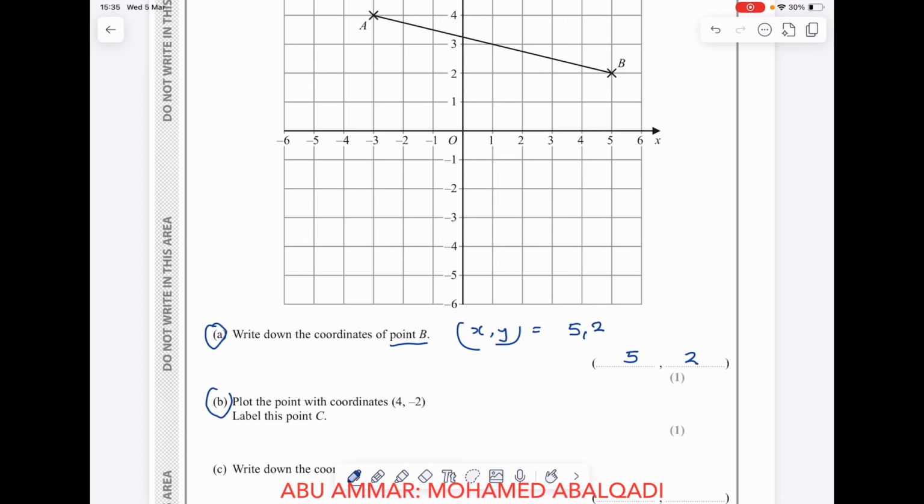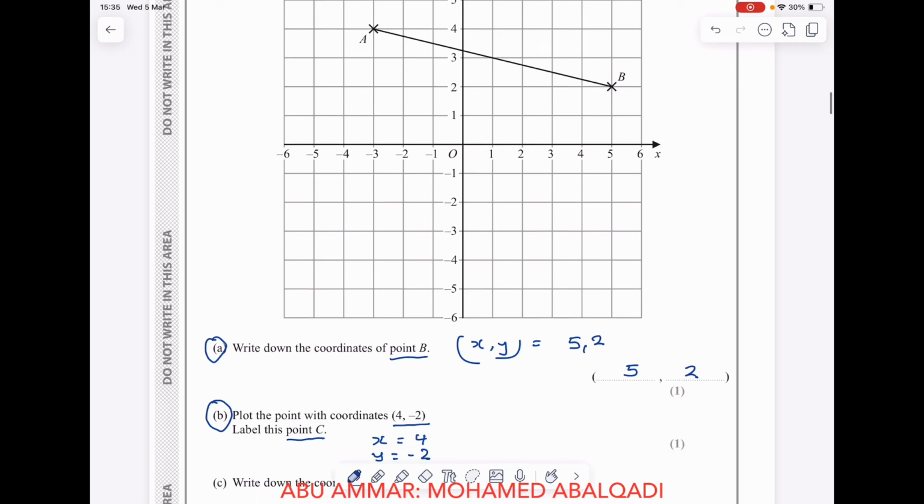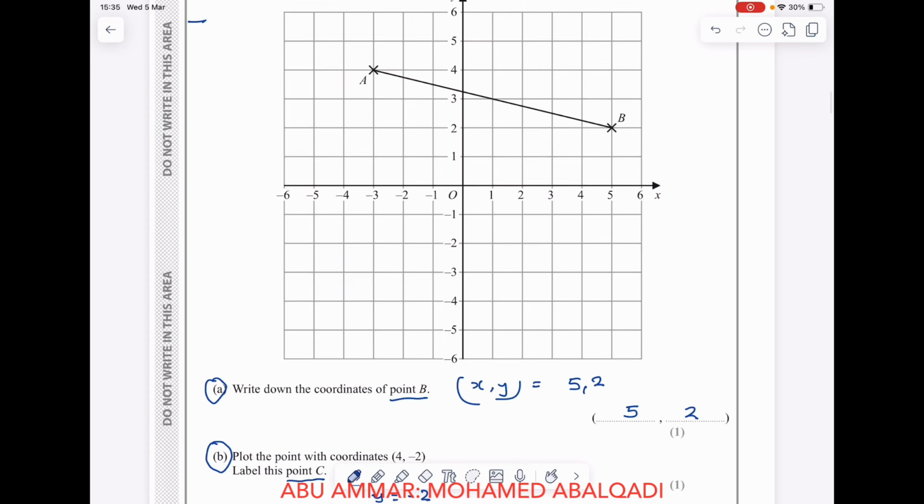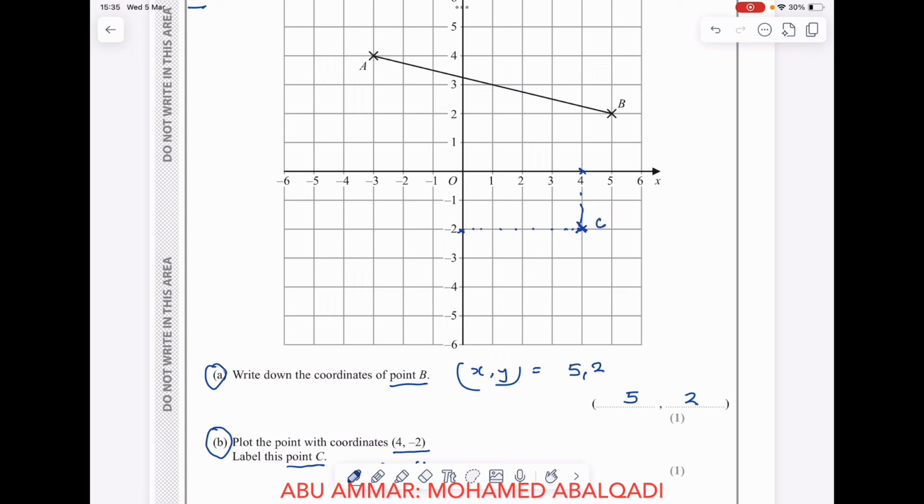In question number 9b, it says plot the point with coordinates (4, -2) and label this point C. So we know our x coordinate is 4 and our y coordinate is -2. So when we go to our graph and we find 4 on the x-axis and -2 on the y-axis, we let these lines meet here, join them, and then we find this as the coordinates of point C.